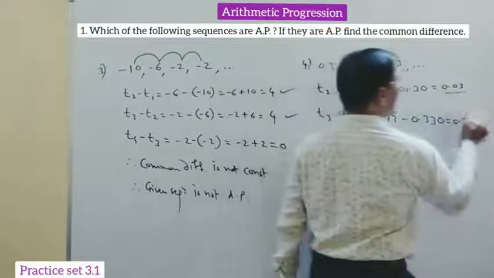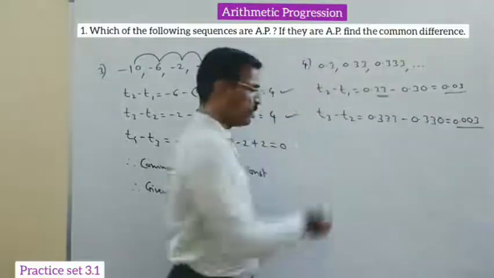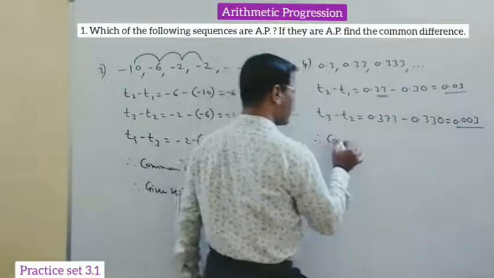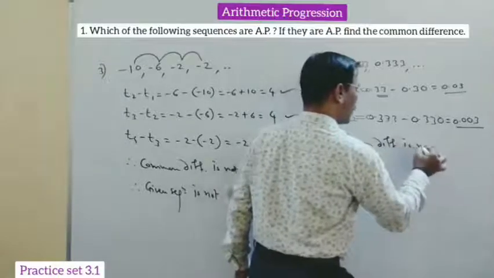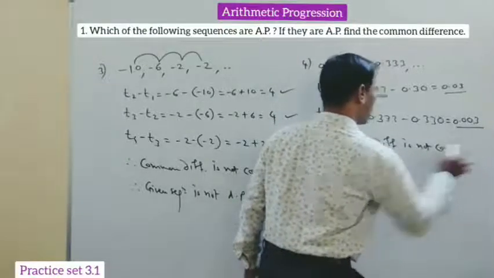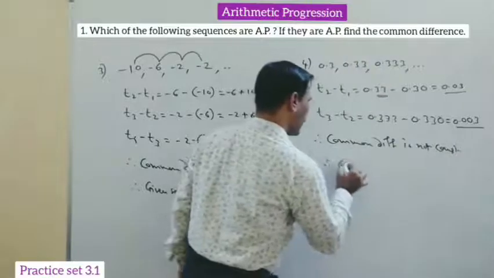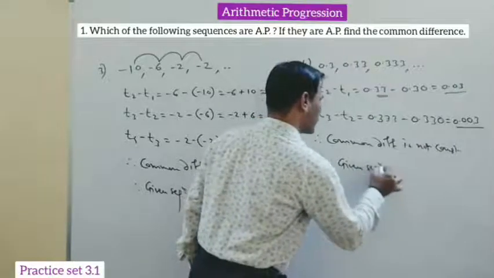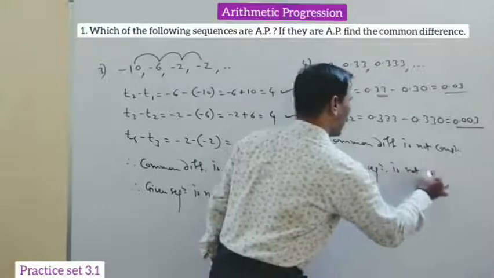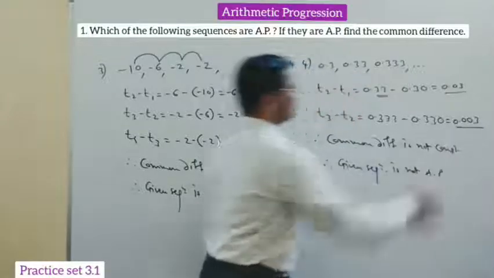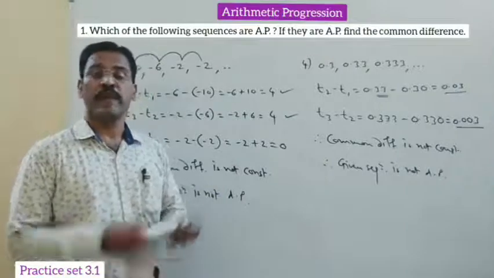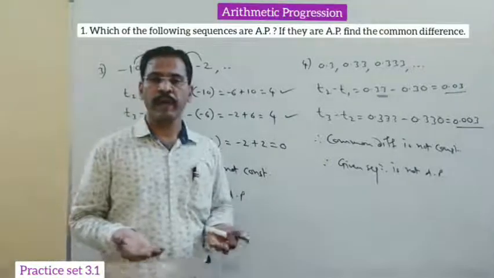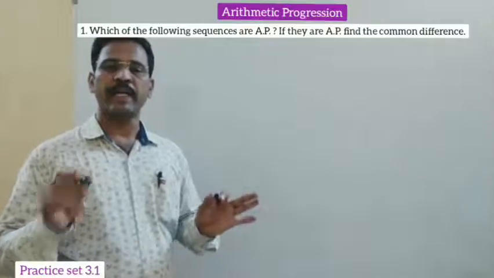Now look here whether both these are same. No, that means the common difference is not constant. Therefore, the given sequence is not AP. Yes, friends, like this. You can also solve some examples yourselves. Okay? The fifth and sixth terms.